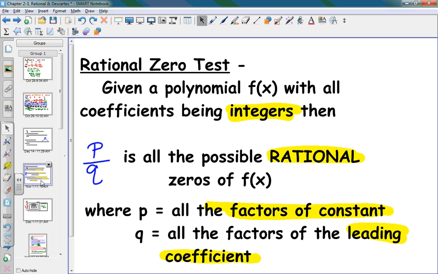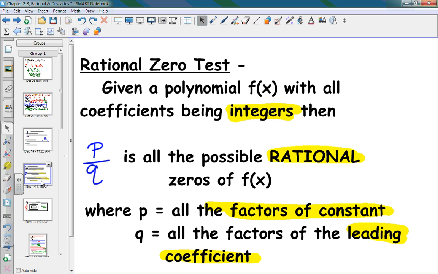So the rational zero test says given a polynomial f of x with all coefficients being integers. Okay, there's a lot of vocabulary in there. First of all, what's coefficients? Number in front of the letter. And what's an integer? A positive or negative whole number including 0. In other words, can it be a fraction? No. So we're talking a polynomial with all whole number, positive or negative, coefficients, right?